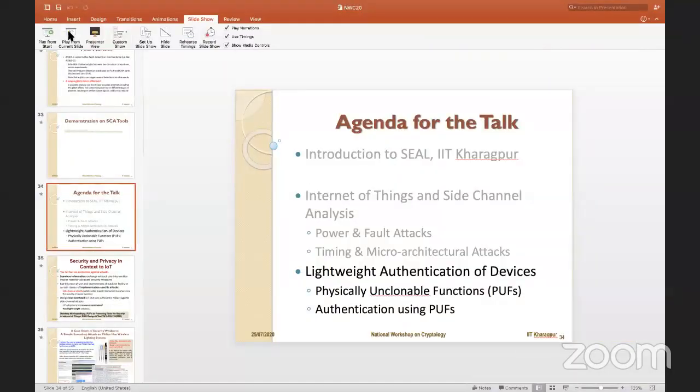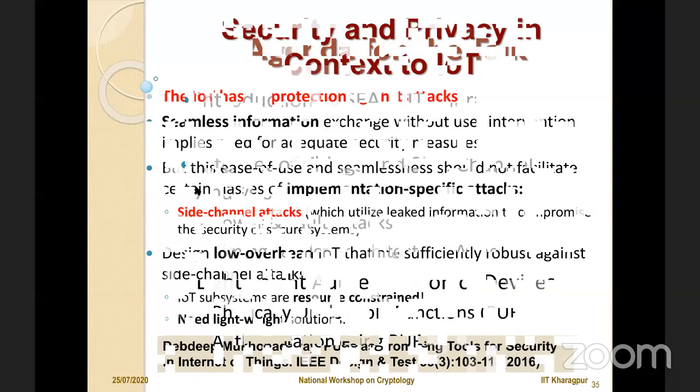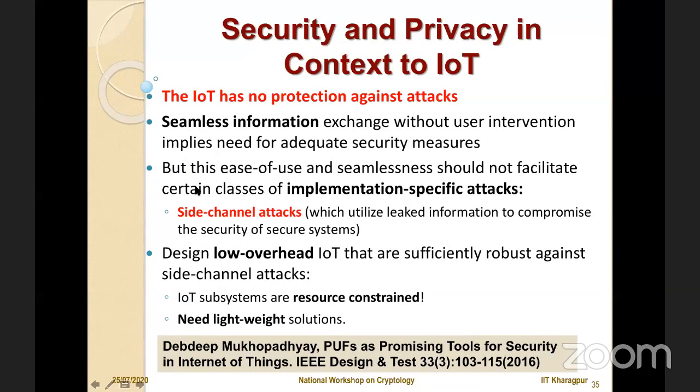And with the remaining part of the talk, I will be talking about this idea of physically unclonable functions and how we can use it for authenticating things in the context of IoT. As we have already understood, IoT devices have virtually no protections against attacks. So now we try to look into whether we can develop techniques for protecting IoT which have very low overhead.